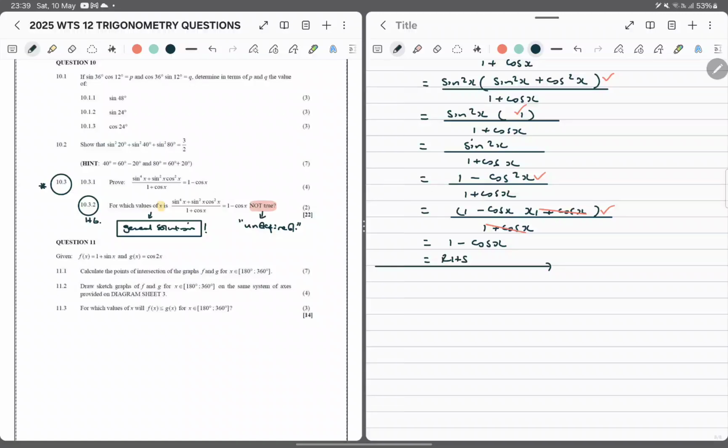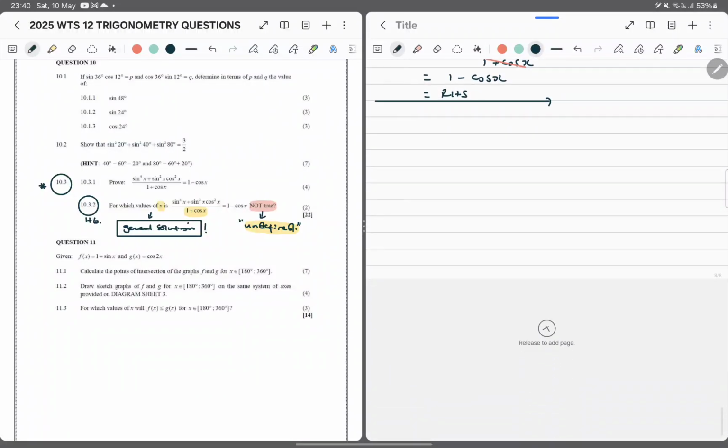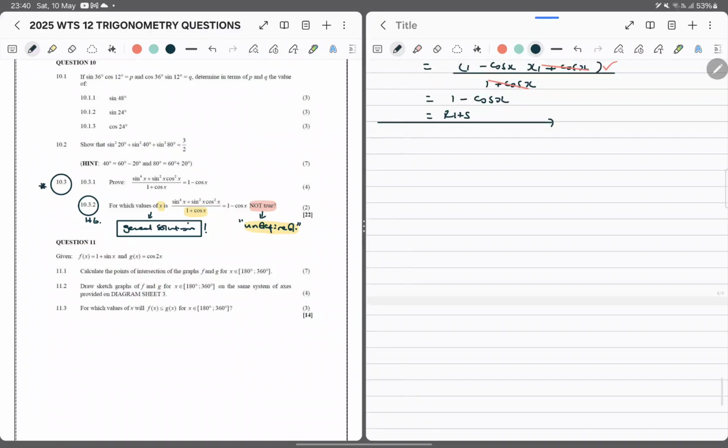So when is this going to be not true? Of course, it's when the denominator is 0. So it only happens that this is not true when the denominator of the left-hand side is 0, because here there's no denominator. The denominator is 1, so it's already not 0. Okay. All right, okay.